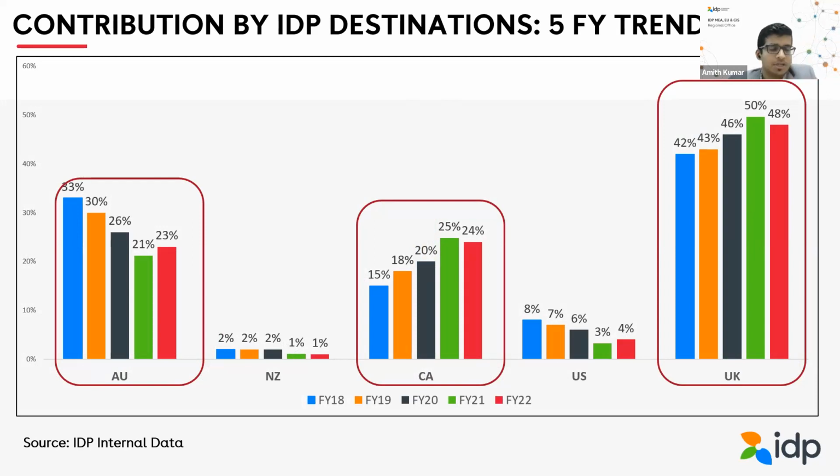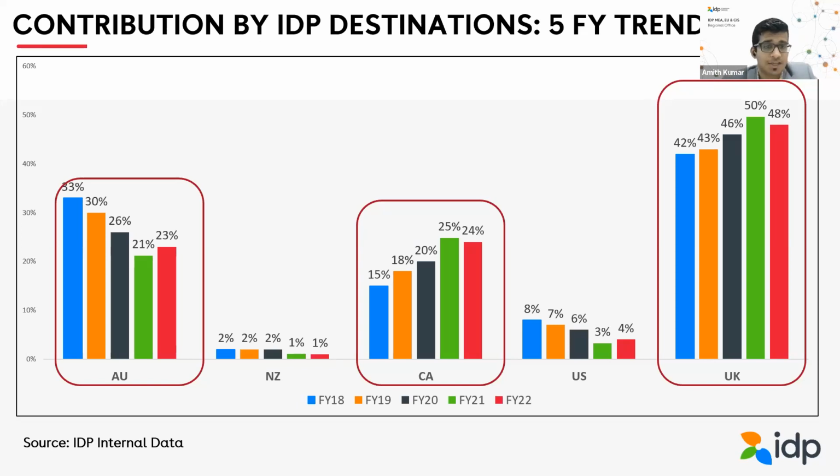And generally for IDP, in a sense, right? You'll notice that for Australia, between FY20 and FY21, there was a dip, and this is because their borders were primarily closed. Most of those students were coming into Canada and the UK, and that's why you see the growth for Canada and UK.